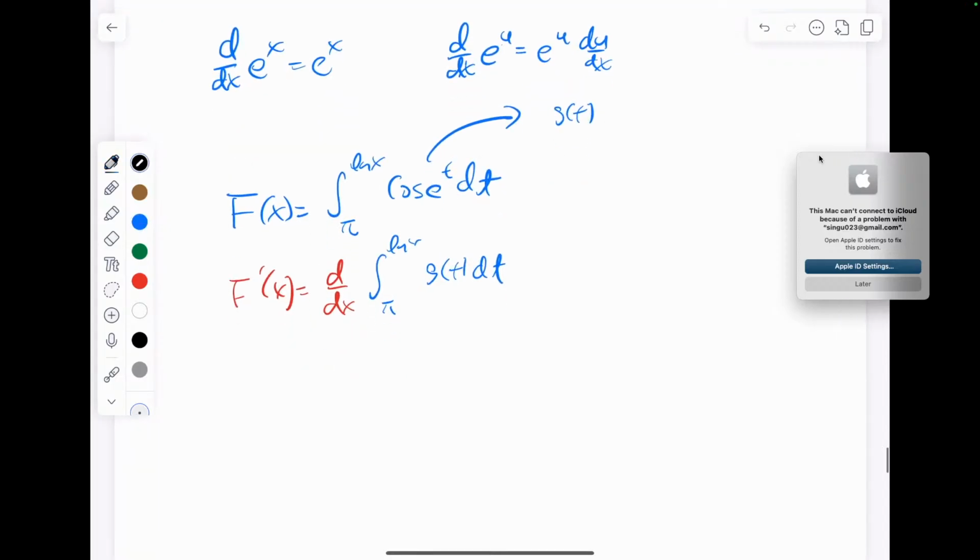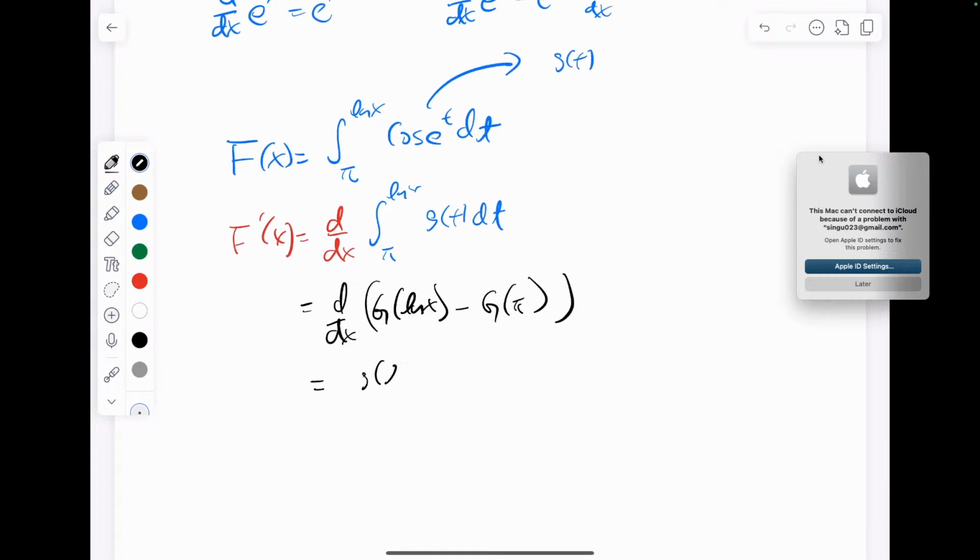So then you can say, okay, well, let's just take the integration of the lowercase g. It's like Mario, right? So if you take the integration of this, it's going to be G of ln of x minus G of pi. And then you're going to take a derivative of that because we're looking for f prime of x. So that's going to be g of ln of x times 1 over x minus g of pi times 0.